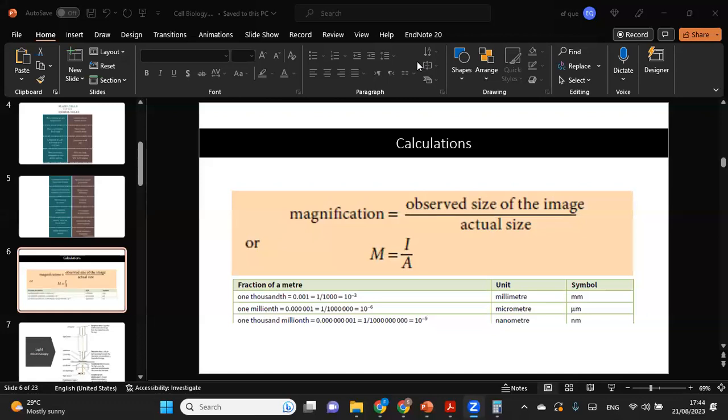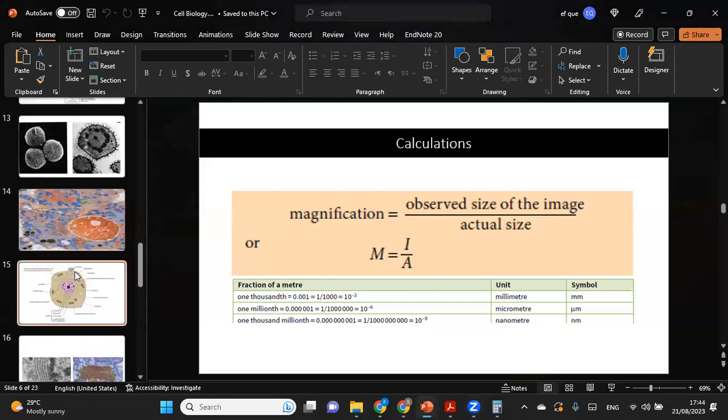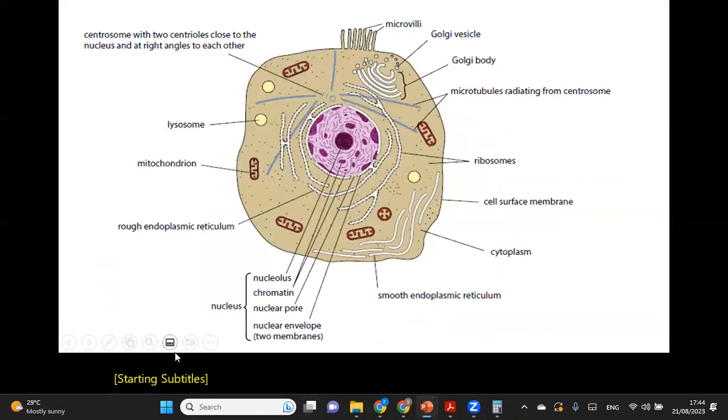Okay. So that is how we calibrate the eyepiece reticule, and that is how we do our calculations related to our object. That is what you needed to know about the microscopy portion of the topic. Now that we have covered the microscopy portion, let's talk about the actual thing that we have to study, and that's the structure of the cell.